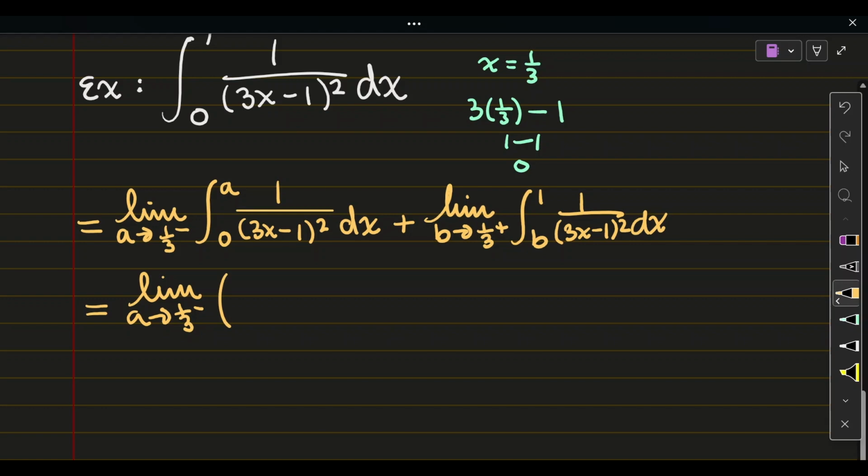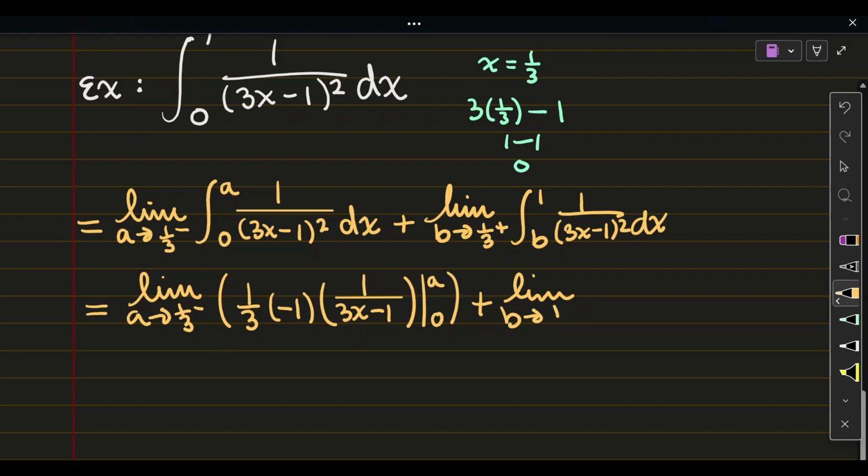So easily verifiable that this is going to be 1/3 times negative 1 times 1 over 3x minus 1, evaluated from 0 to a. Similarly, this will be the limit as b goes to 1/3 on the right of, we'll just rewrite this as negative 1/3 times 1 over 3x minus 1, evaluated from b to 1.